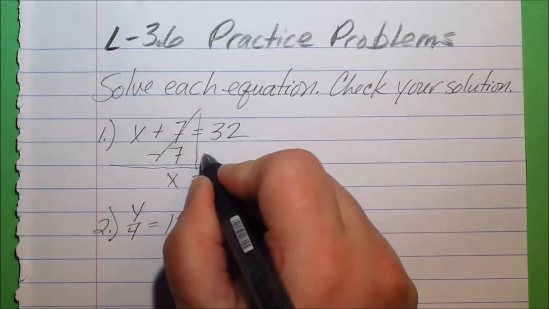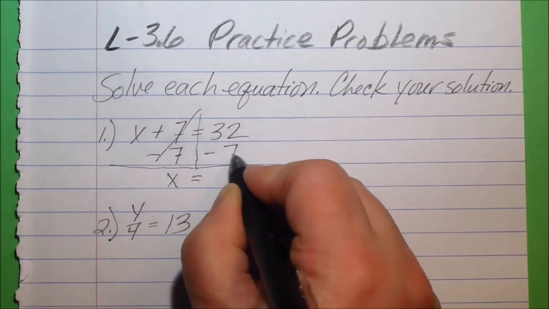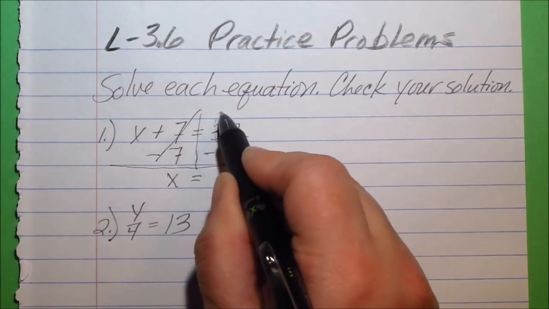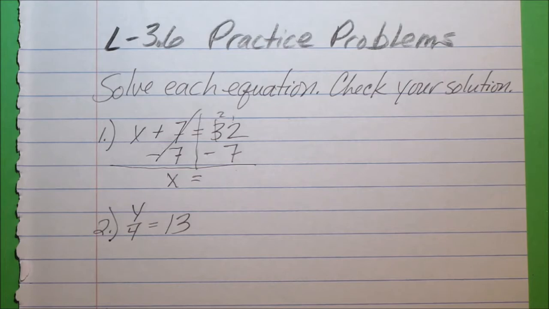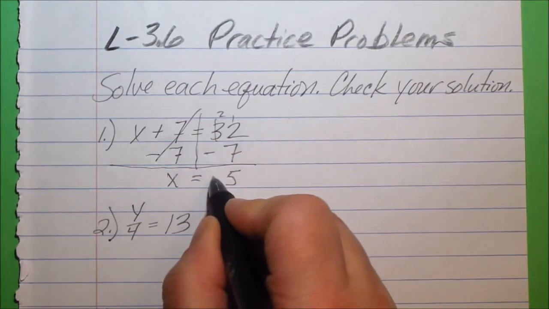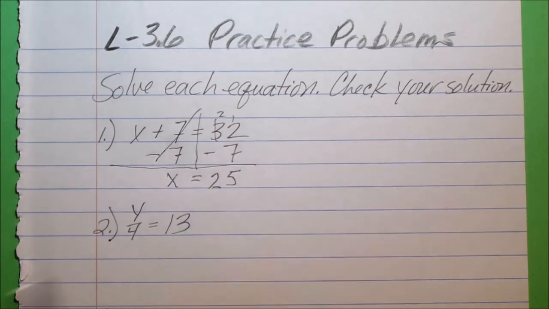But what we do to one side, we must do to the other. So we got to subtract 7 from this one as well. I have to borrow. That makes that 2. 12 minus 7 is 5. And 2 minus nothing is 2. Right? So x equals 25.